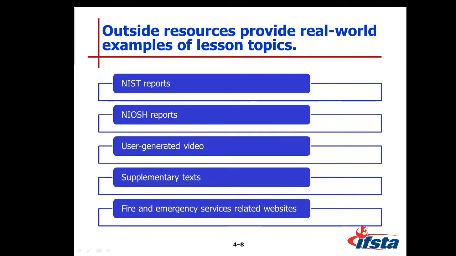NIST mostly deals with things that have happened in the past, or things that the fire service has noted for the future. Your NIOSH reports are usually about safety equipment and things that aren't being used correctly. You have your user-generated video, like this webinar and web course, and the YouTube sessions. You've got your supplementary texts, which we've got quite a few of here, especially in the pre-learning chapter and chapter 1 throughout. And then you have fire and emergency services related websites.